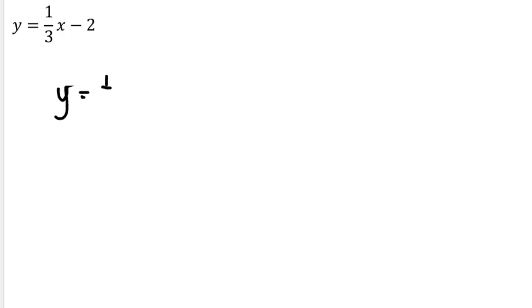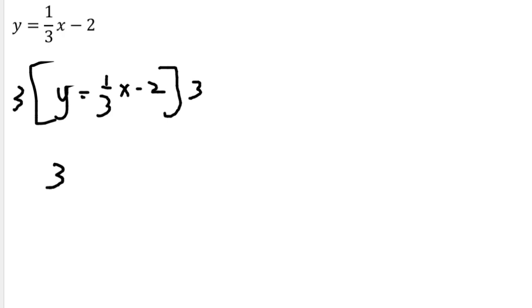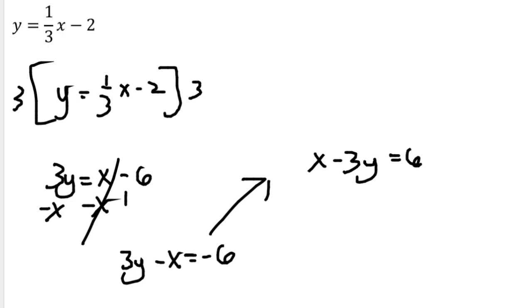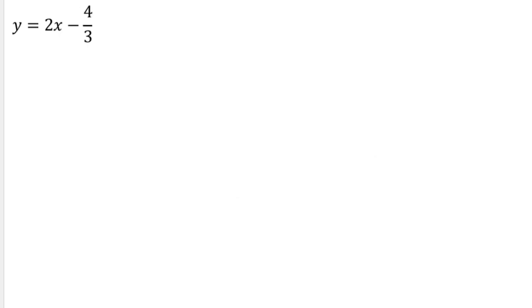Now let's try this problem. y equals 1/3 x minus 2. Again, we're going to get rid of the fraction first, so we multiply both sides of the equation by 3. Distributing the 3, we got this. Now we can move the x variable to the left side, and the x on the right side will cancel. So we got 3y minus x equals negative 6. What we can do here is multiply both sides of the equation by negative 1. So we got x minus 3y equals 6. We basically just flip all the signs, turning positive into negative and negative into positive.